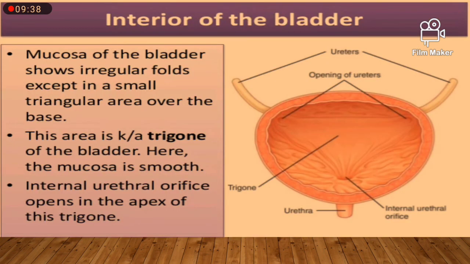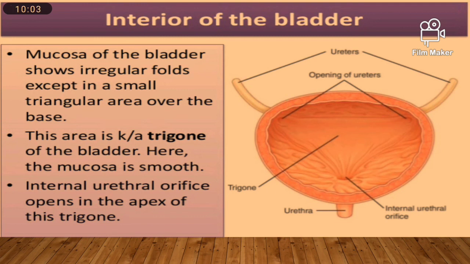Now the interior of the bladder. In this region, you can see there are some folds. These are called rugae vesicae. Rugae means temporary folds, but you can see a triangular area. This triangular area does not have any mucous fold. This area is smooth. So that area is called the internal trigone.